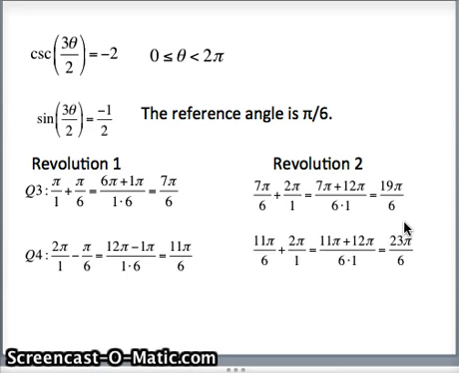Quadrant 4 revolution 2 will be 11 pi over 6 plus 2 pi. 11 pi times 1, 2 pi times 6, 11 pi plus 12 pi, 23 pi over 6 times 1 is 6. The sine of this angle, this angle, this angle, and this angle all equals negative 1/2. And we're going to use that to solve for theta, because we know the sine of 3 theta over 2 equals negative 1/2.